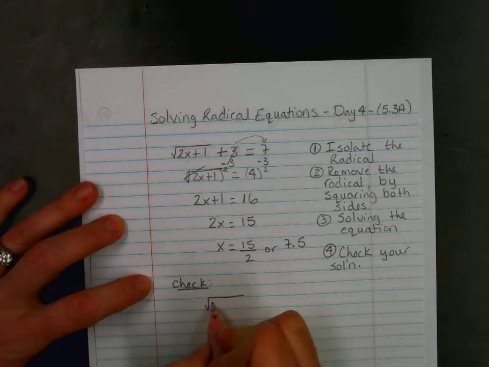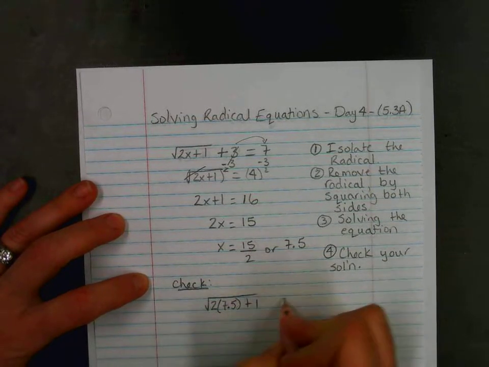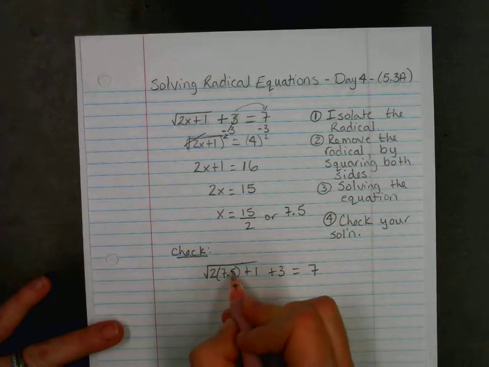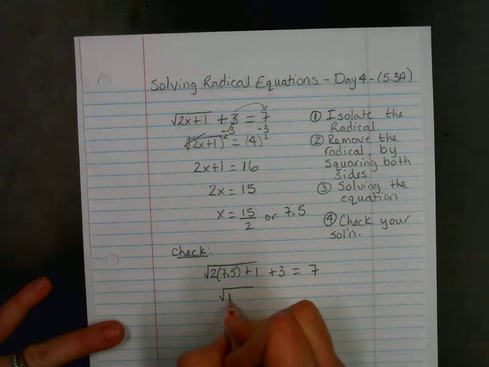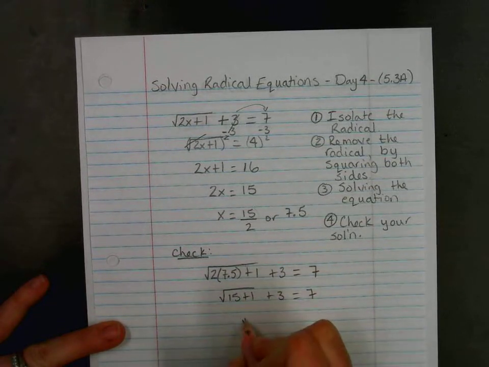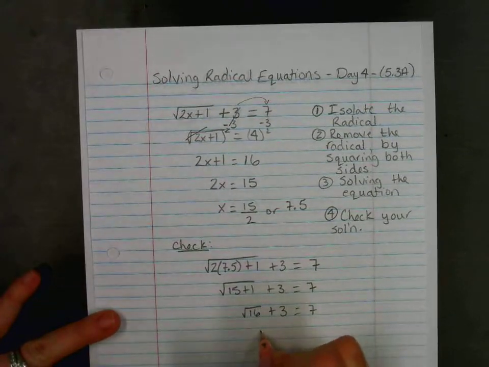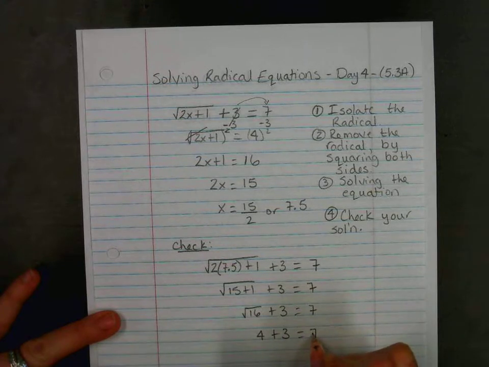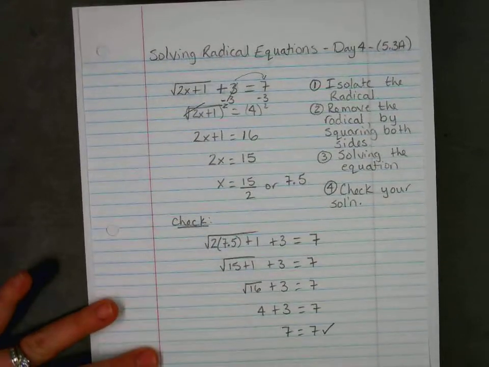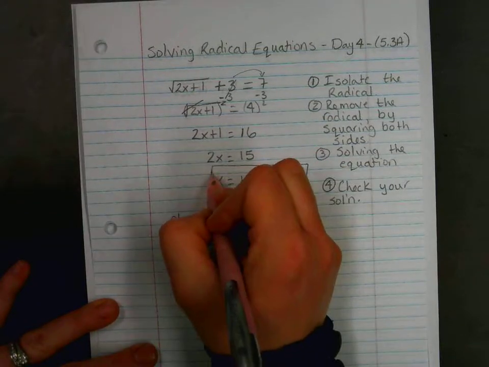So I'm going to take the square root of 2 times 7.5 plus 1 plus 3 should all equate to 7. 2 times 7.5 is 15. 15 plus 1 is 16. Square root of 16 is 4. 4 plus 3 is 7. So this does check out. So after you've checked your solution, you can go back and box your solution off.